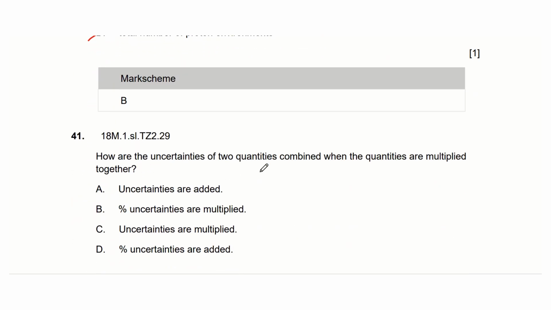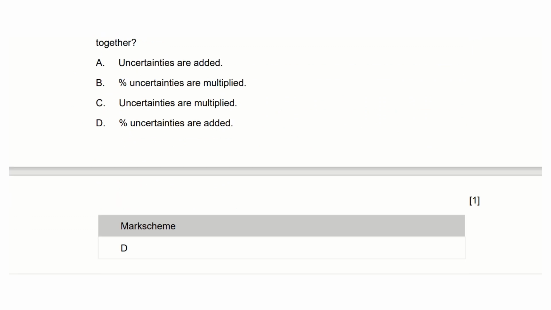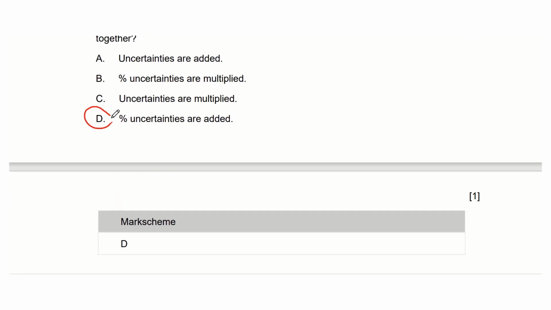How are the uncertainties of 2 quantities combined when the quantities are multiplied together? So this one is very easy. The only answer there is going to be D because you always add the uncertainties at the end.